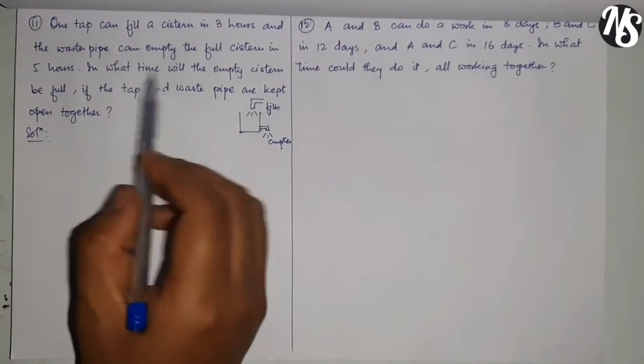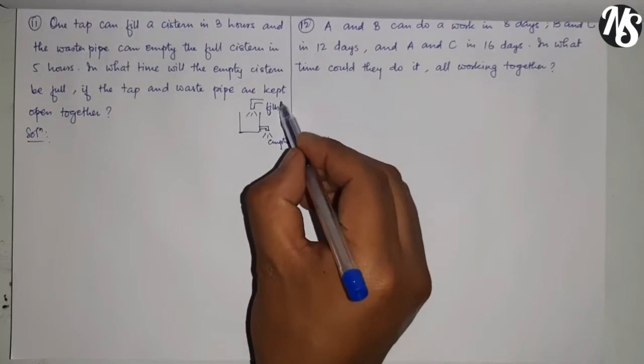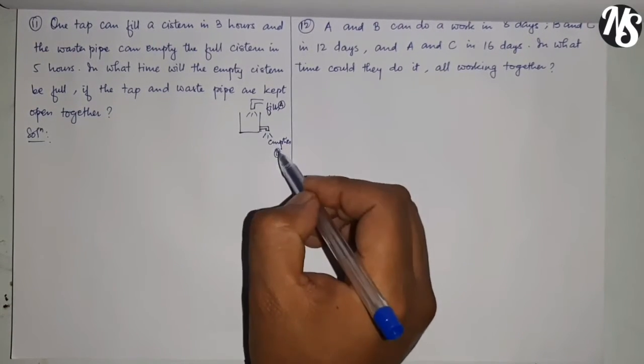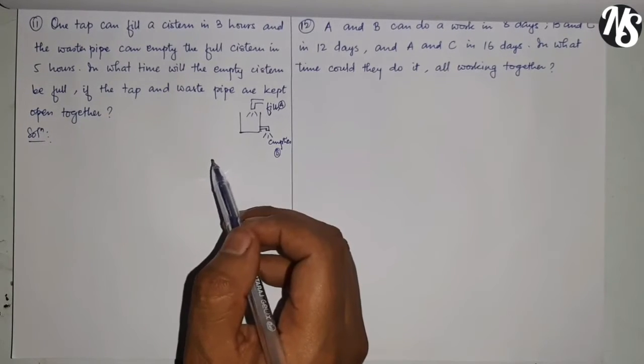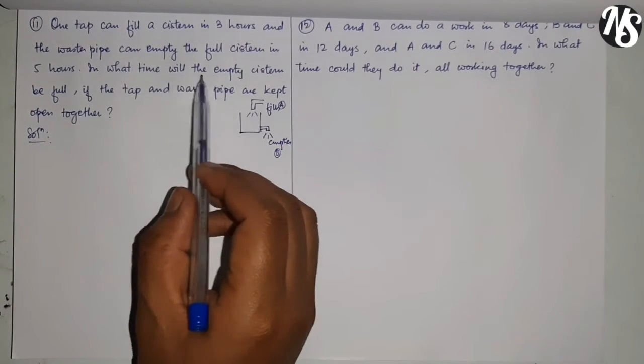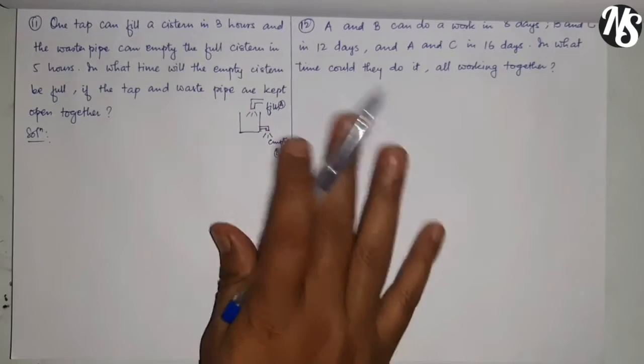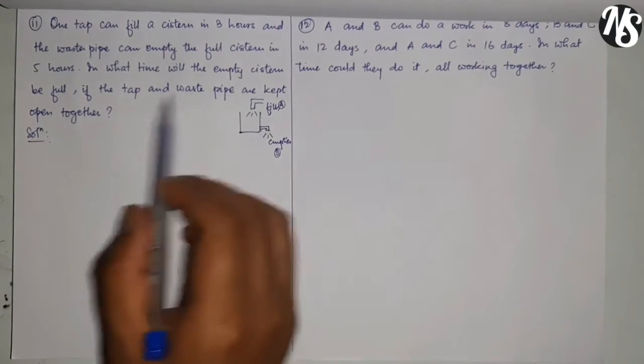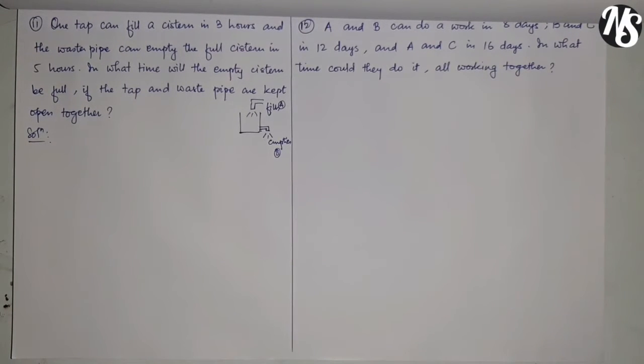Now in what time? You can call this A and you can call this B. So A is doing one work, B is wasting the work, isn't it? Now in what time will the empty cistern be full if the tap and the waste pipe are kept open together? Similar kind of problem, but the situation given is different here. One tap is filling the cistern and the other one is emptying the cistern.